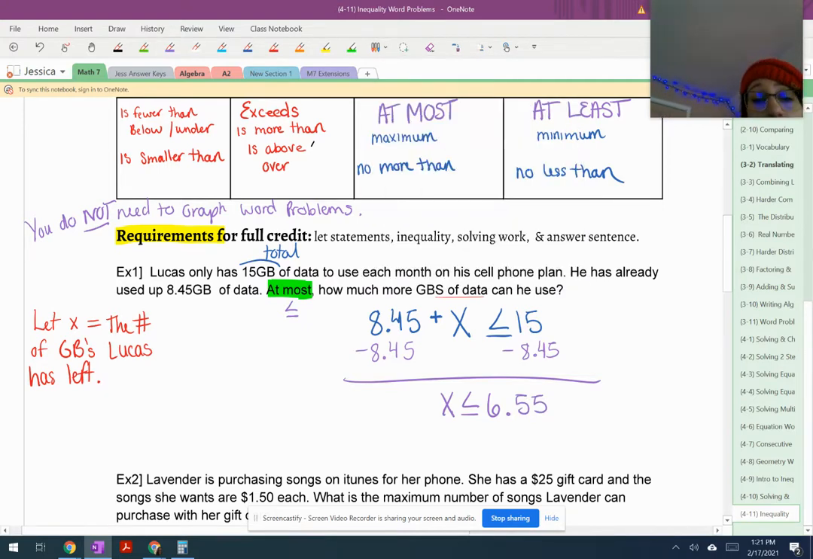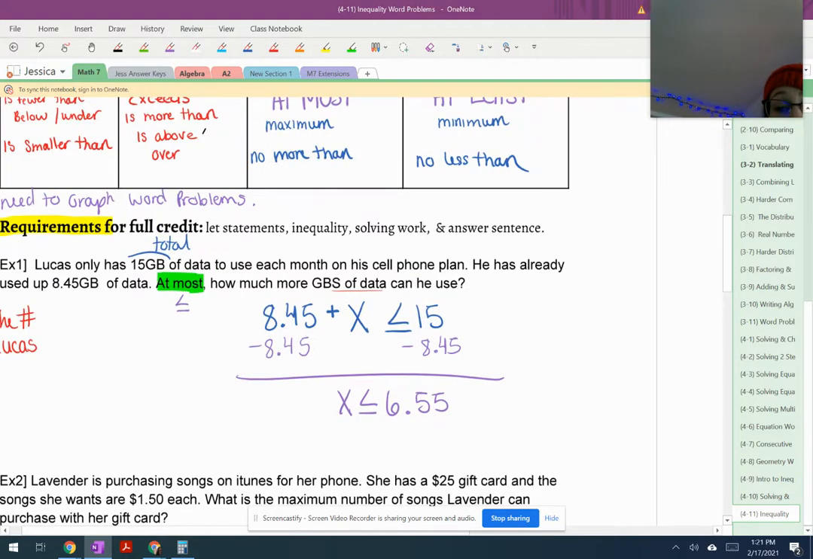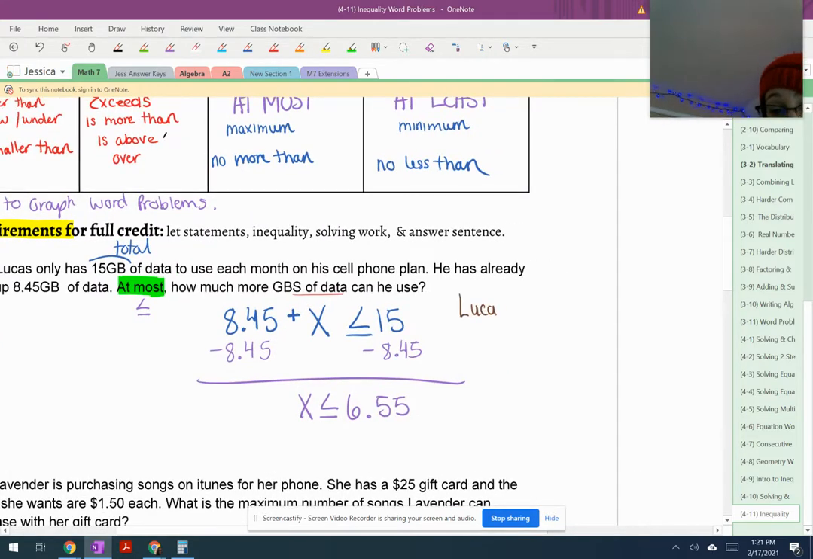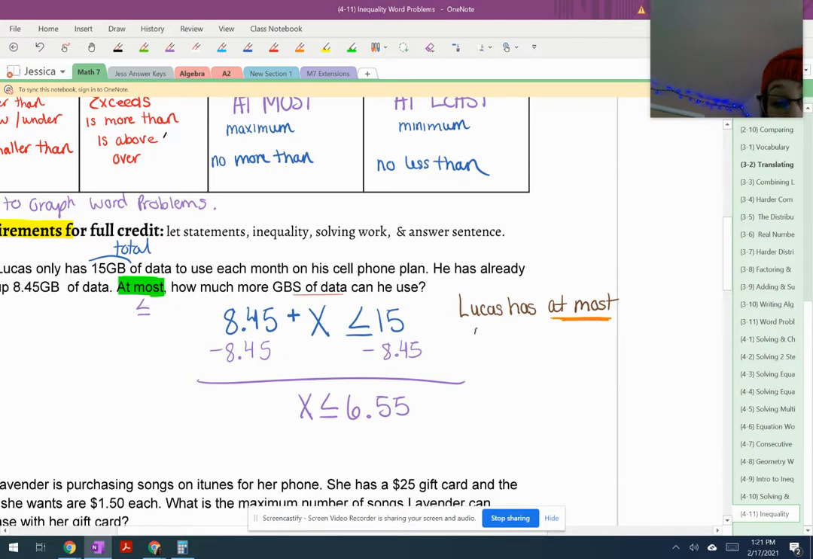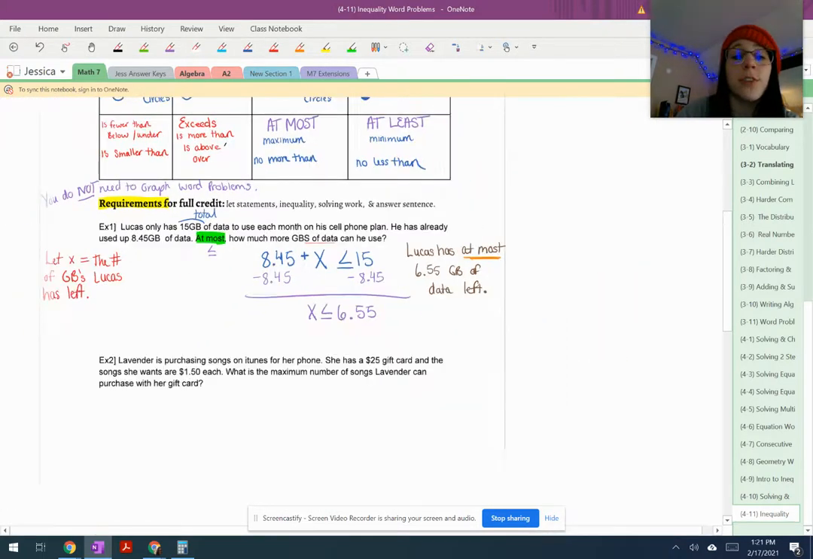So back to an answer statement. Lucas has, and this is where you want to use those keywords, at most, because he doesn't have to use all of that 6.55. He has at most 6.55 gigabytes of data left. And there you go. First example is under the books.